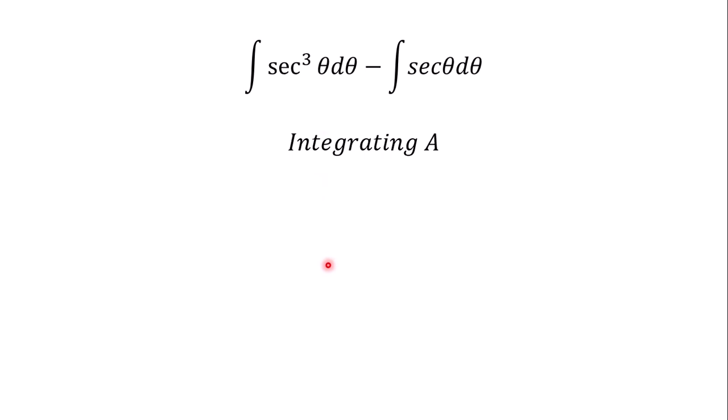So let's bring it down here. We are calling this one A and this one B. Integral of secant raised to the power 3 theta d theta. We are going to split it into two: secant theta squared times secant theta d theta. Here we have split it into two because we are going to apply integration by parts. So by integration by parts, I'll be using the DI method.